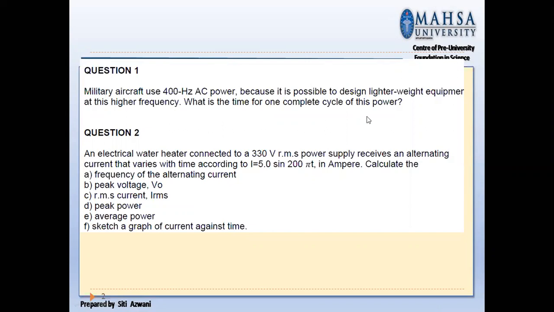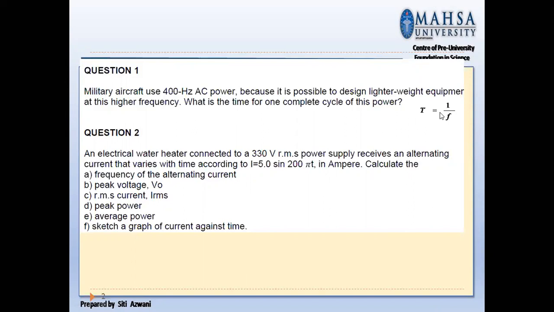For question 1, you want to calculate one complete cycle of this power. You are given the value of the frequency, 400 Hertz. I think you are very familiar with this formula: T equal to 1 over F.